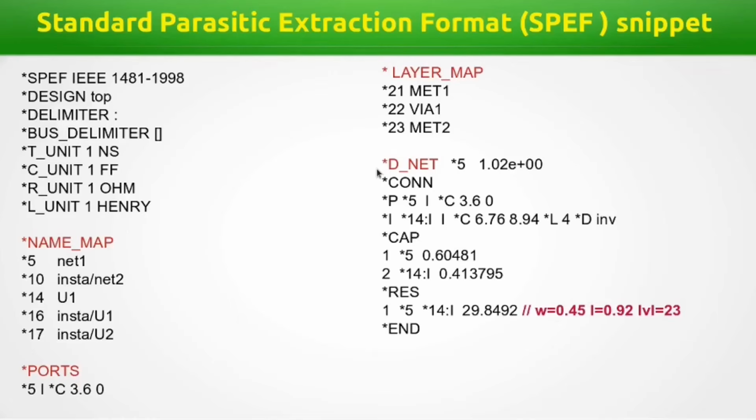Then for each particular net, there will be a DNet section. So if we see DNet, here number 5 is there, and this corresponds to net 1 from the name map. So the details of this net, including the parasitics, will be there. And in the resistor section, we'll see this red color tail comment. It will contain width, length and LVL. LVL means this is the layer map layer number. So 23 here means metal 2. In case of via, instead of width and length, there will be area reported. The LVL will still be there. So this is just a snippet of SPEF. How does it look with the tail comment?